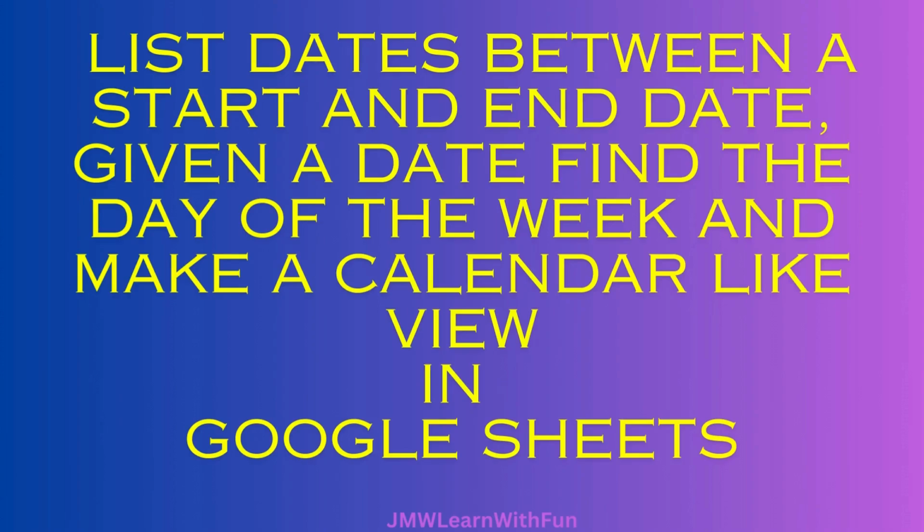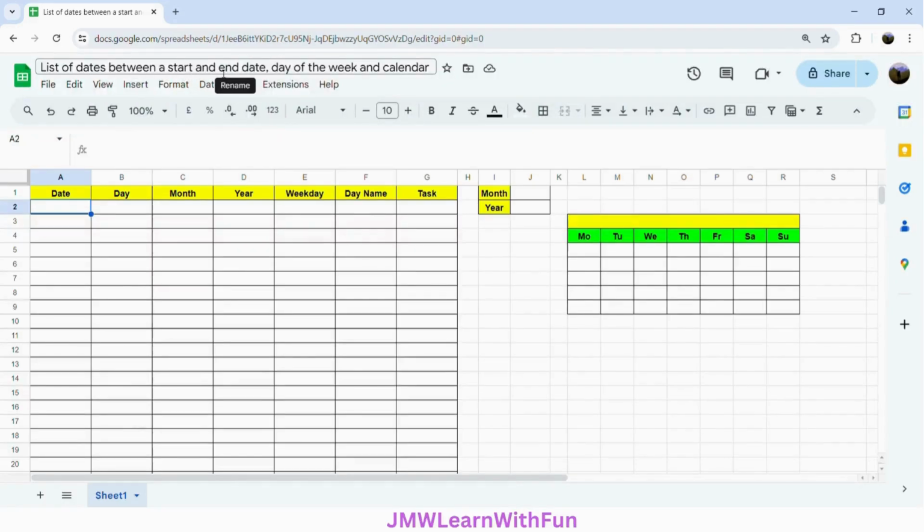Let's see how we can list dates between a start date and an end date, given a date find the day of the week, and make a calendar-like view in Google Sheets. We have the Google Sheet open, and it has the data template we require.